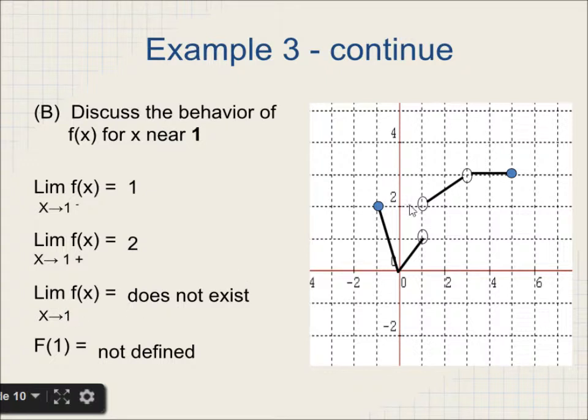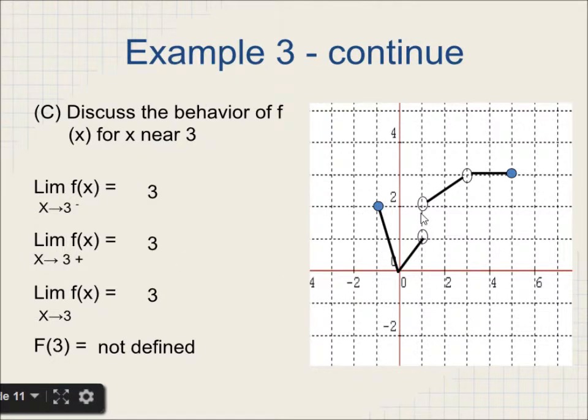For f(x) as x approaches 1, there is no plus or minus sign. That means it's asking about the exact value at 1. At 1, we see that there is no dot; there is a circle. That means the limit does not exist in both cases. At 1, there is no limit. So we can say that f(1) is not defined.